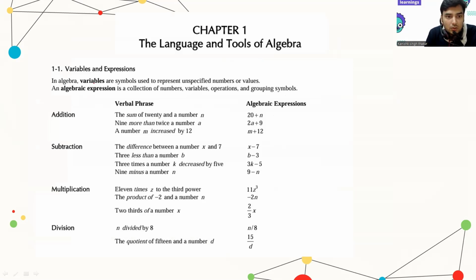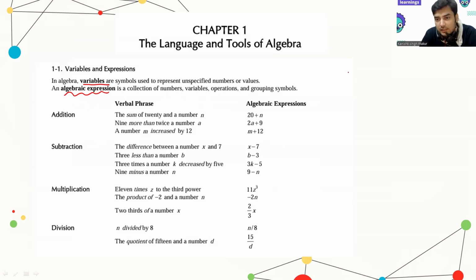So now, what are variables? Something which is unknown to us. They are used to represent numbers and values. Something we do not know, a blank in mathematics, that thing we call a variable. And what is an algebraic expression? A collection of numbers, variables, operations and grouping symbols.